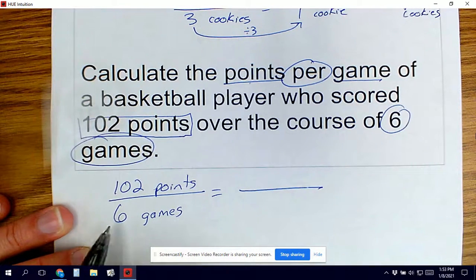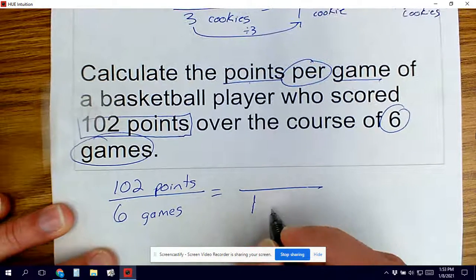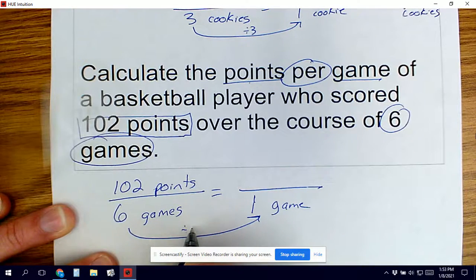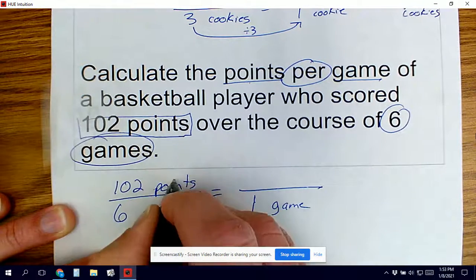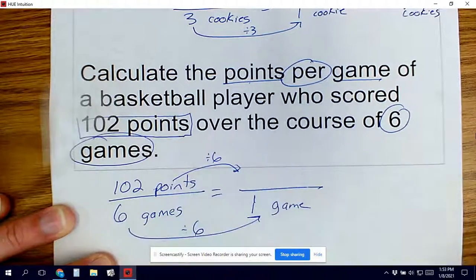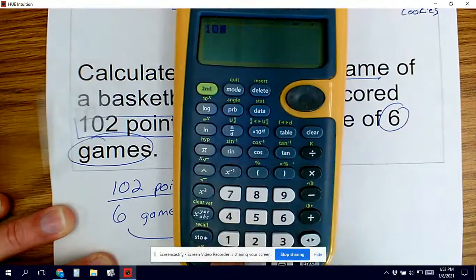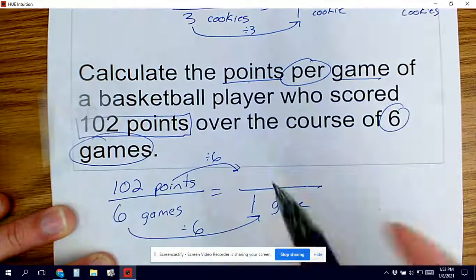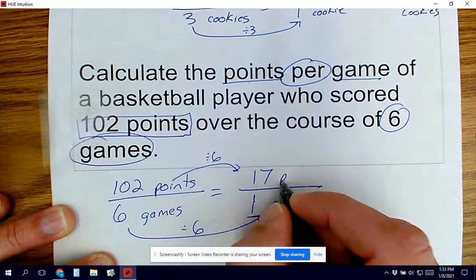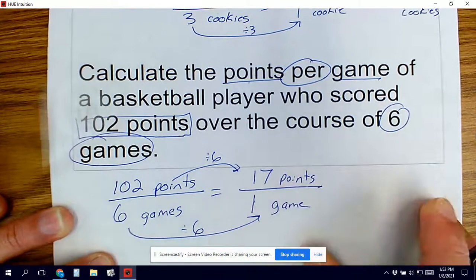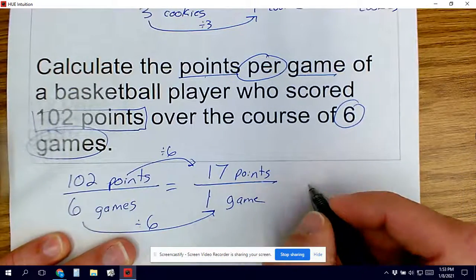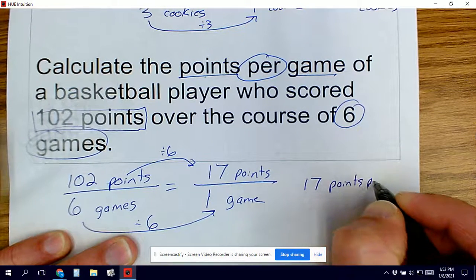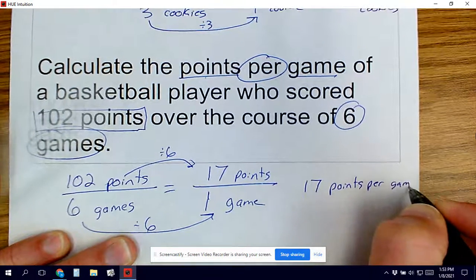Now let's make it a unit rate, getting 6 games down to 1 game. To go from 6 to 1 requires us to divide by 6. We're going to do the same thing up top. Calculator, if you need it, 102 divided by 6 gives us a final answer of 17. In this case, 17 points. As a unit rate, we would say this basketball player is scoring at a rate of 17 points per game.